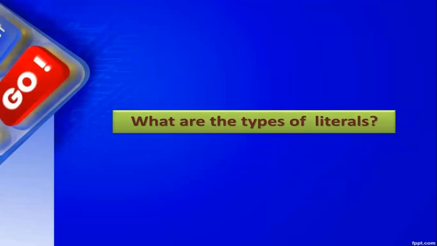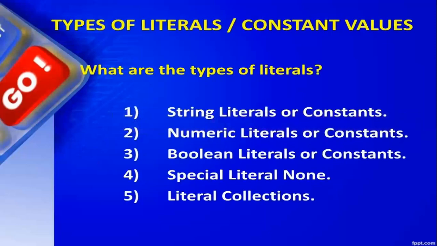There are many types of literals, basically 5. String literals, which are also called constants. There are 3 constants: string, number, boolean. So string is basically any sort of text. It can be alphanumeric in nature.